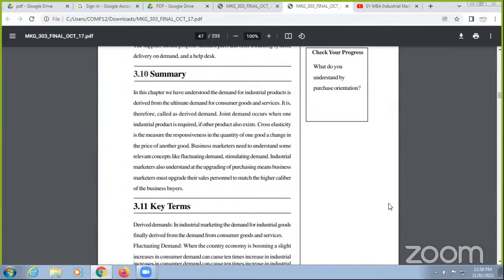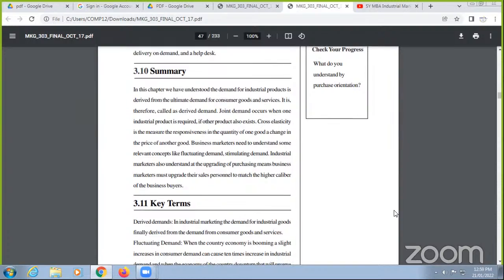Business markets understand some relevant concepts like derived demand, simulated demand. Industrial markets also understand the upgrading of purchasing, which means business markets must upgrade their sales personnel to match the higher skills of the business buyers.